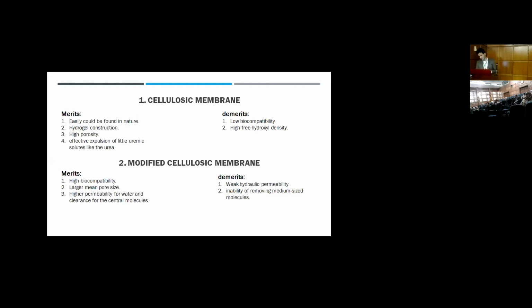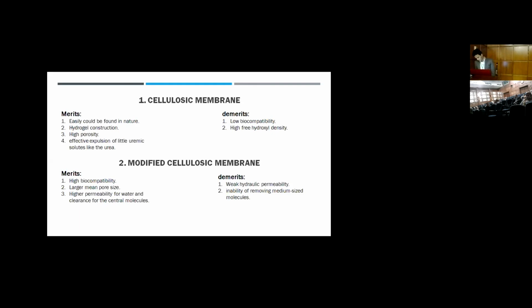And then scientists made some more modifications on this kind of membrane to solve these demerits, but it's still not used because it has a very, very bad disadvantage, which is it couldn't filter the medium-sized impurities that could be found in blood.